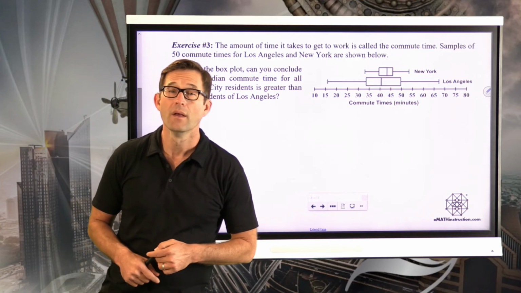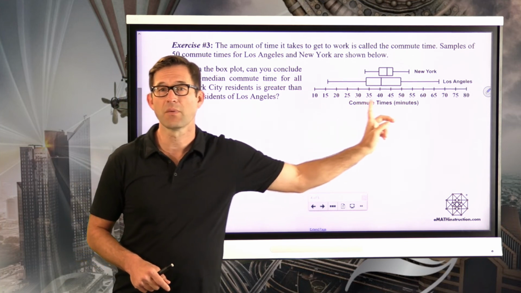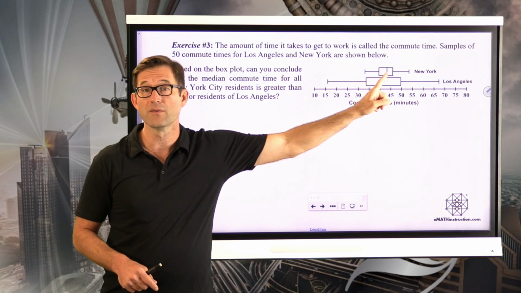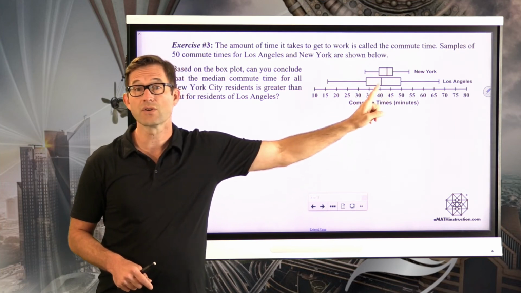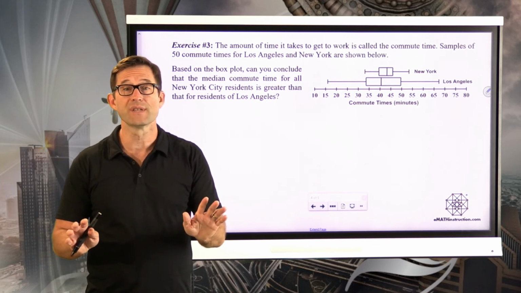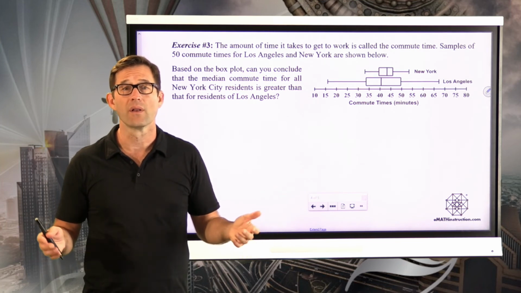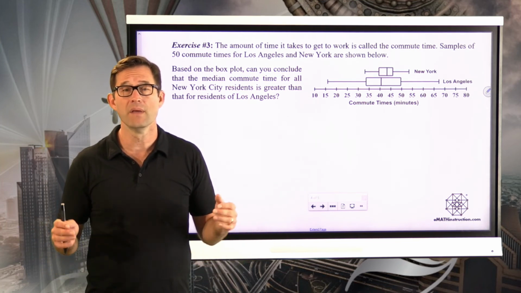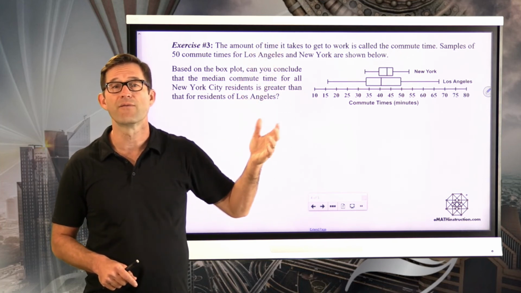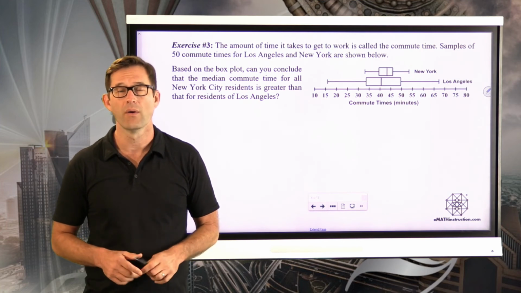All right, so that's kind of cool, right? We have this box plot for New York, and this box plot for Los Angeles. It's very clear that New York's median commute time, which is right here, is larger than that for Los Angeles. The question is, just based on these two samples of just 50 commute times, remember, LA and New York are the largest cities in America, we're talking about millions upon millions of people. Can we take this sample and infer to the populations that the same thing is true? Pause the video now and tell me what you think.